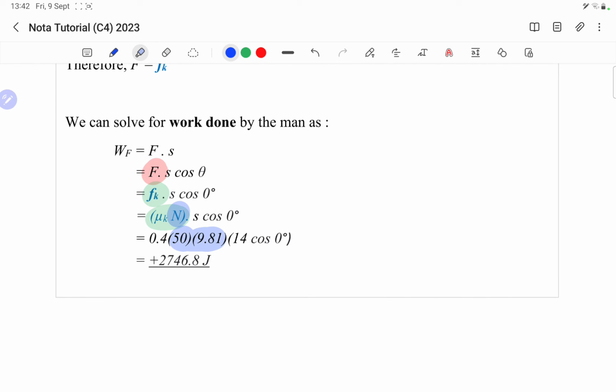Let's say the next question is to find the work done by the friction force. Because we know that F equals the friction force, we can directly say that the work done by the friction is negative. Work done by friction is always negative.